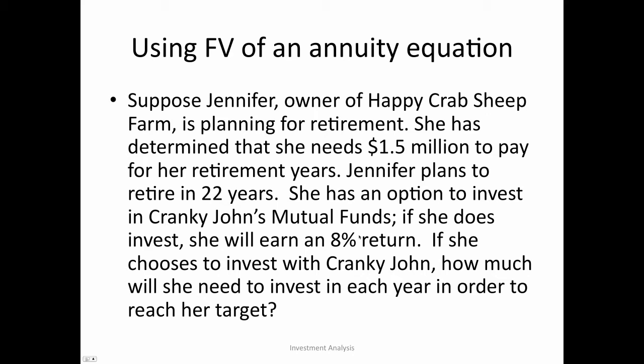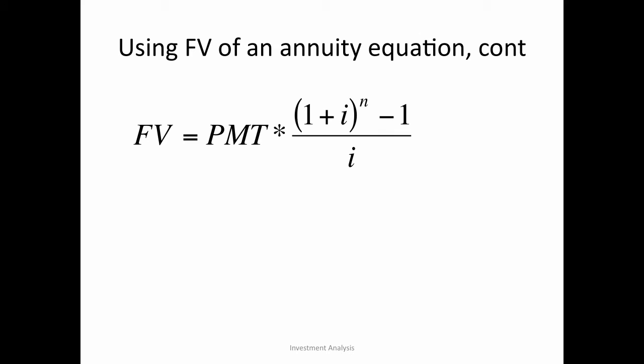So we can actually use the future value of an annuity equation to solve this problem, but we work backwards through it. Now one of the things that you're going to see throughout this course is I sometimes get you to work backwards through problems as a way to reinforce how you use these concepts, and this is an example of that. So again, let's start with the future value of an annuity equation. We know what the future value is, that's $1.5 million. We know the interest rate, that's 8%, and we know N, that's 22. What we don't know is how much she has to invest in each of those 22 years in order to have $1.5 million at the end of her career.